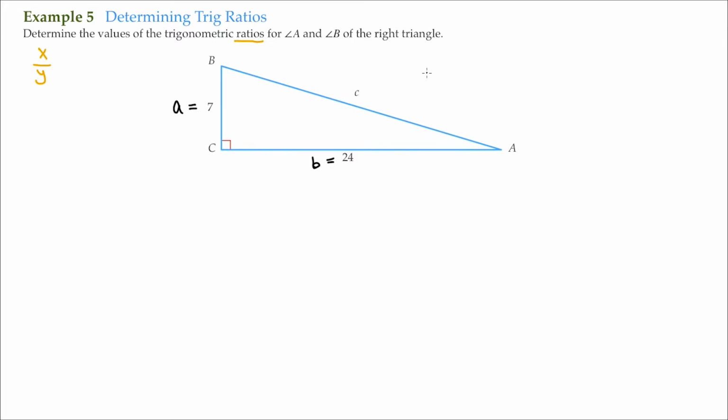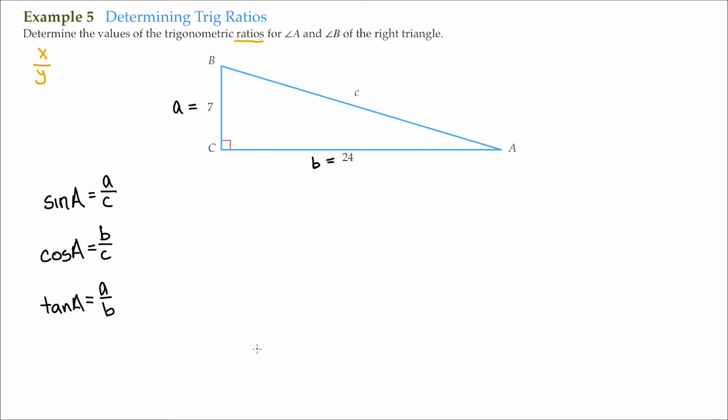But the trigonometric ratios say sine of A, and that's how it's pronounced. It's abbreviated as SIN, but it's pronounced as sine. That means that the sine of A is going to be equal to the opposite side of angle A. That's over here. So that's side A over the hypotenuse, and that's C. The cosine, and that's how that's pronounced. It's abbreviated as COS, but it's pronounced cosine. The cosine of angle A is equal to the adjacent side, that's B, over the hypotenuse. And then the tangent of A, and that's how it's pronounced. It's just abbreviated TAN, but it's pronounced tangent. That is the opposite side, that's A, over the adjacent side. So that's going to be A over B.